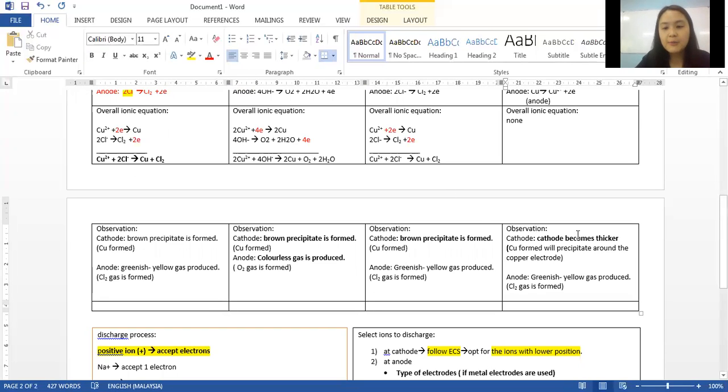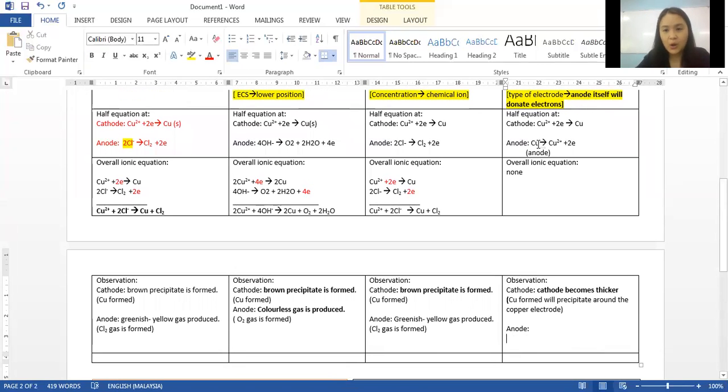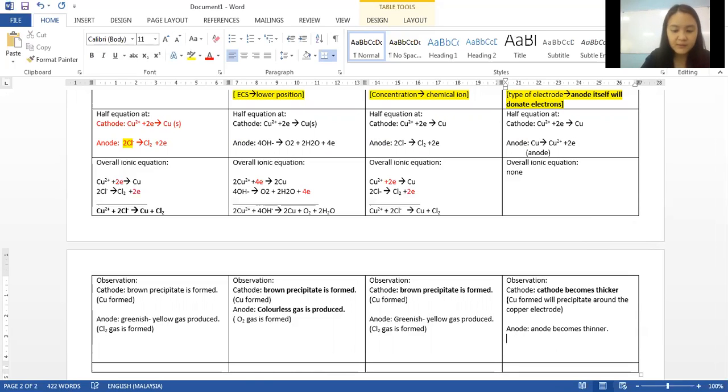All right, now how about at anode? At anode, based on your half equation, what happened is that your copper, your anode, throws electrons. It undergoes oxidation. Due to the fact that it's releasing electrons and turning into ion, at anode, what you can see is that anode becomes thinner. Reason is because anode donates electrons and forms ion.